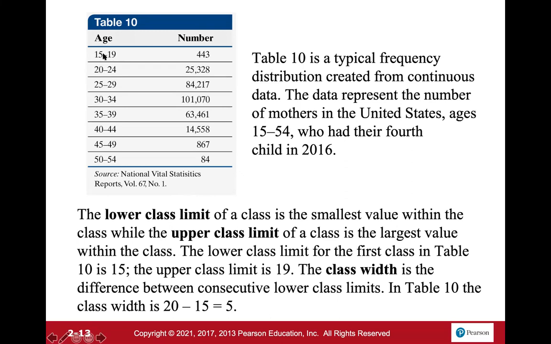Even though if we subtract these two, it's only 4, there's still 5. There's 15, 16, 17, 18, and 19. So 5 different years or ages fall into this. And these are always going to be consistent all the way down. So we add 5, get this one, plus 5, 25, plus 5, 30, plus 5, 35, plus 5, 40, till we get to the very end.